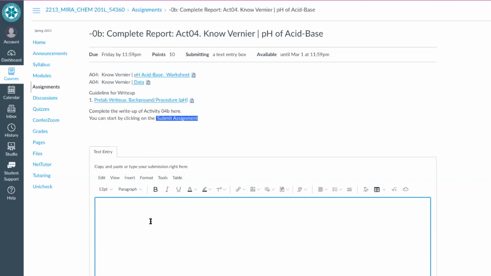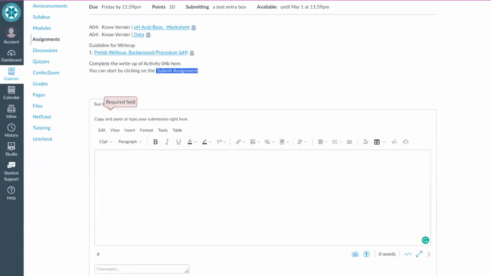And then you want to submit. And if you need to resubmit, then resubmit. And remember, when you resubmit, it'll give you the original document and you can modify and change it up to the due date.